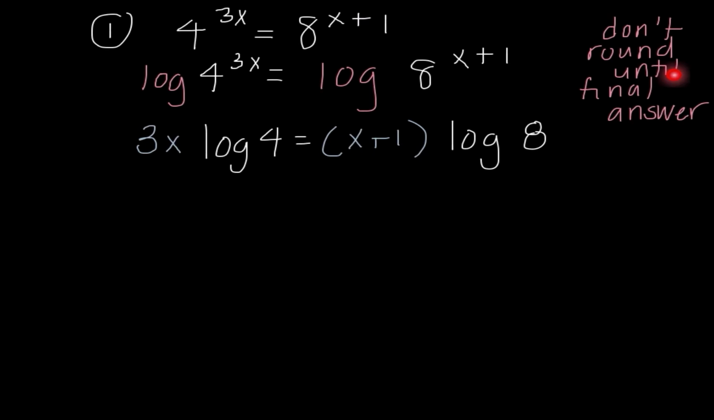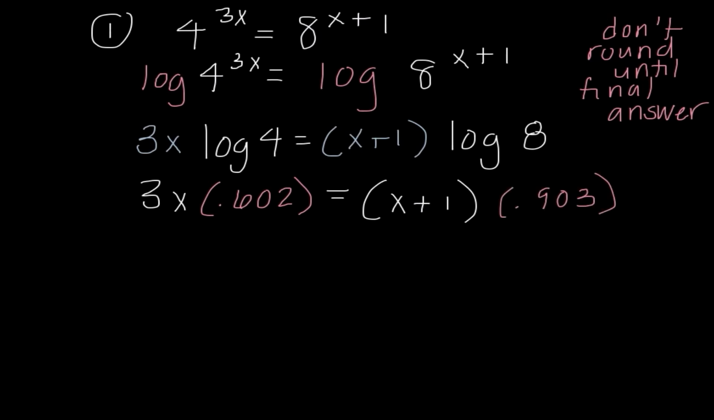So when I put the log of 4 into my calculator, I end up getting a value of something like 0.602, and it continues, but I'm just going to write 0.602, equals the quantity x plus 1 times, and I'm going to write that as 0.903. So I know that these are kind of rounded values, and I'm leaving exact things in my calculator, but now I'm going to have to distribute.